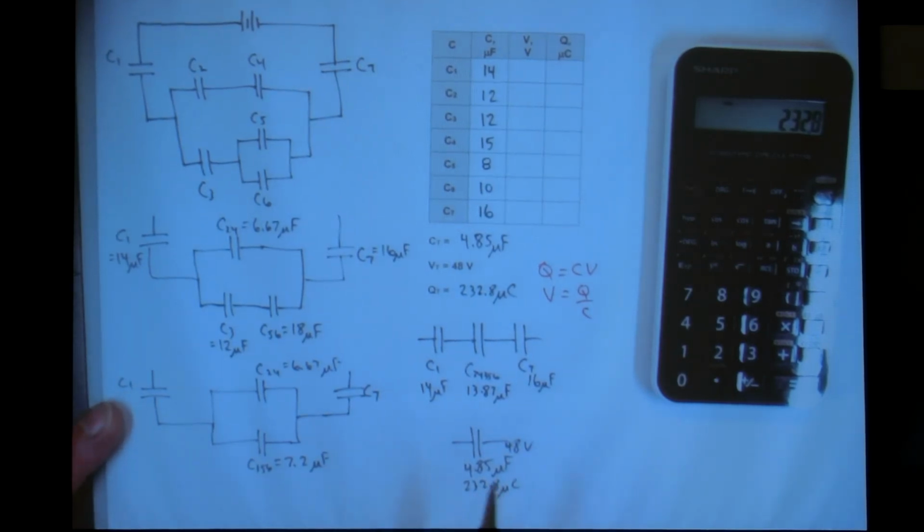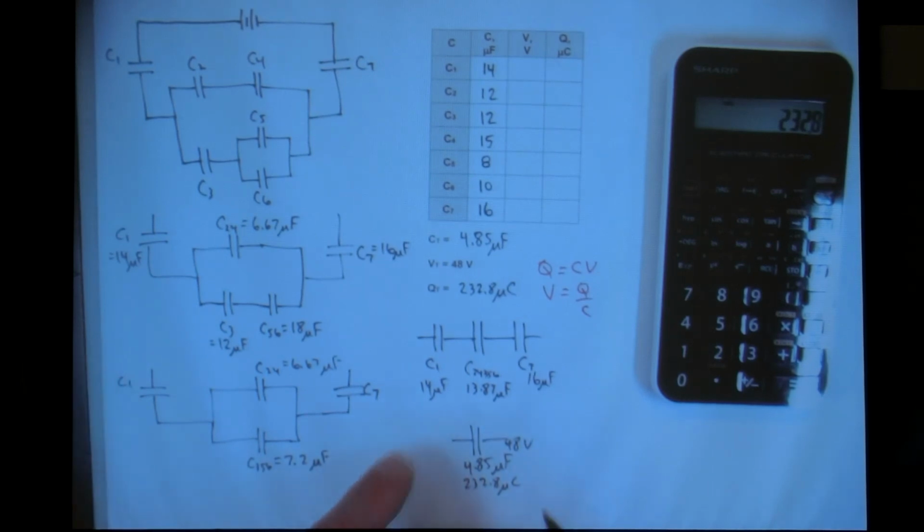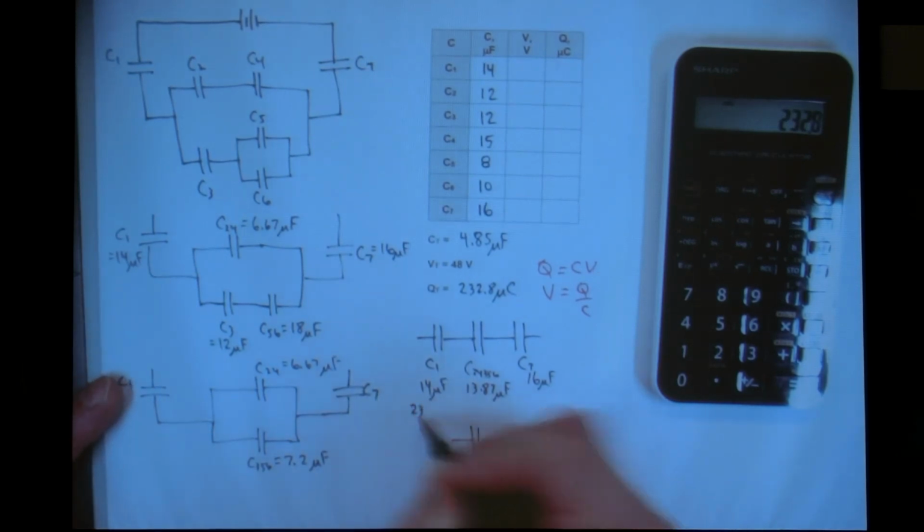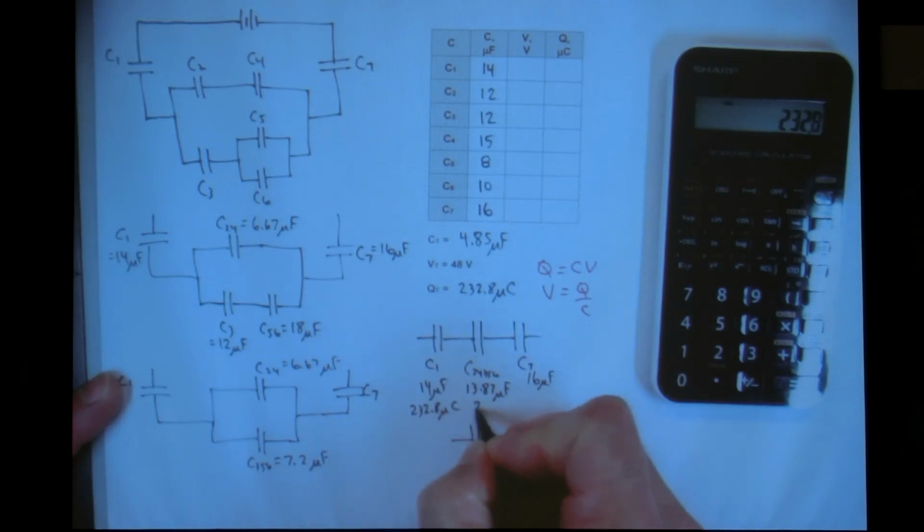So then I work backwards. Where did this capacitor come from? It came from these three. How are they arranged? They're arranged in series. What stays the same in series? Capacitance, or charge. Excuse me. Charge stays the same in series. So each of these three are 232.8 microcoulombs.